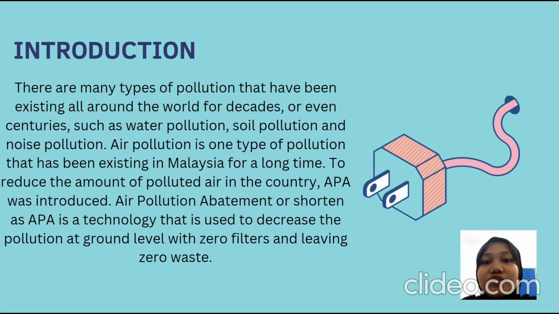There are many types of pollution that have been existing all around the world for decades or even centuries, such as water pollution, soil pollution, and noise pollution. Air pollution is one type of pollution that has been existing in Malaysia for a long time. To reduce the amount of polluted air in the country, APA was introduced. Air pollution abatement, or shortened as APA, is a technology that is used to decrease the pollution at ground level with zero filters and leaving zero waste.